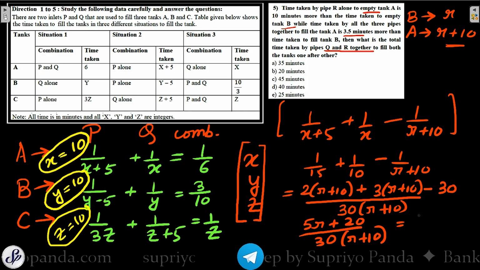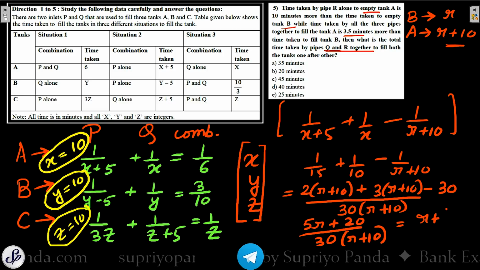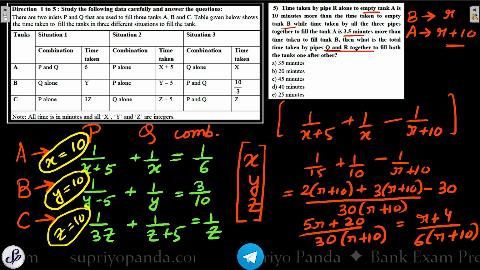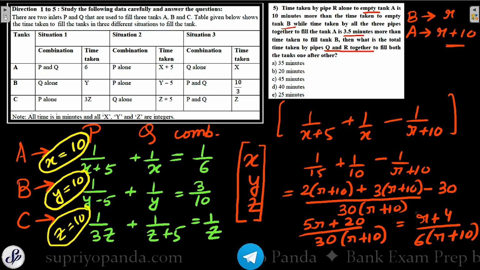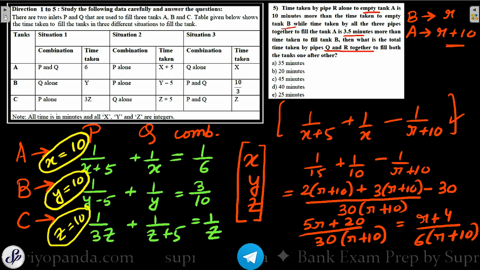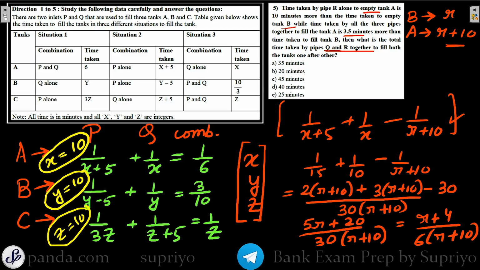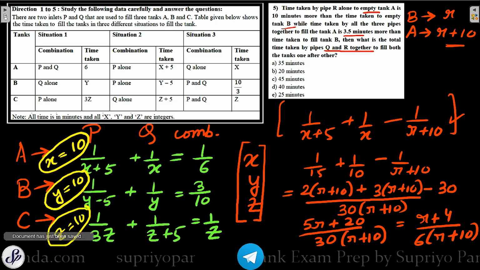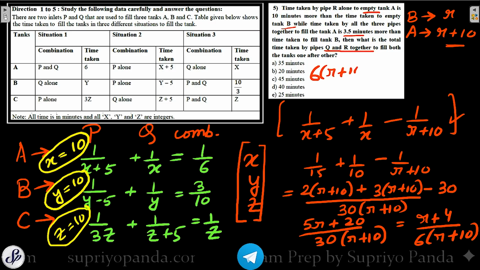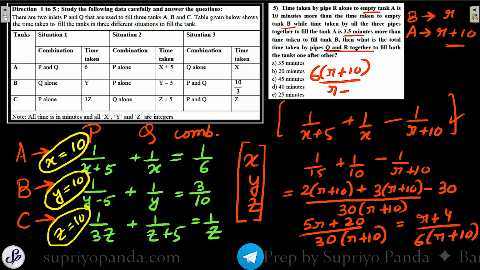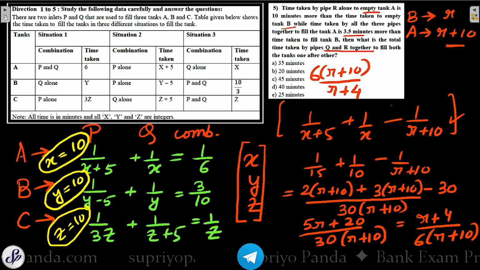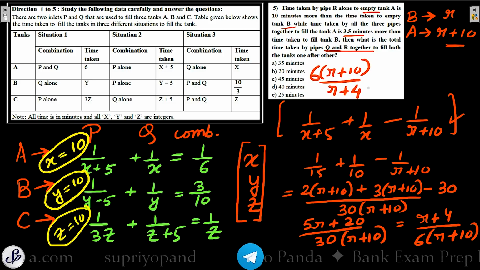So this finally comes out to be (r+4) divided by 6 into (r+10). So this is what we get. We have to invert it, remember, because we were just calculating inversely over here. So by inverting this, we get that for A, the value is actually 6 into (r+10) divided by (r+4). This is the minutes taken by all these three pipes to fill tank A.